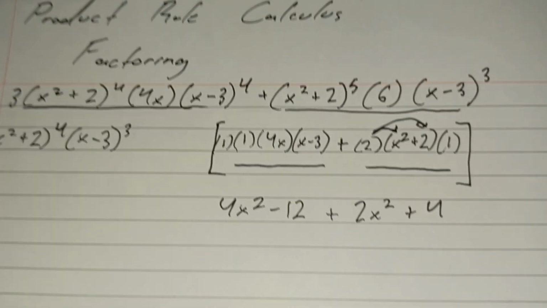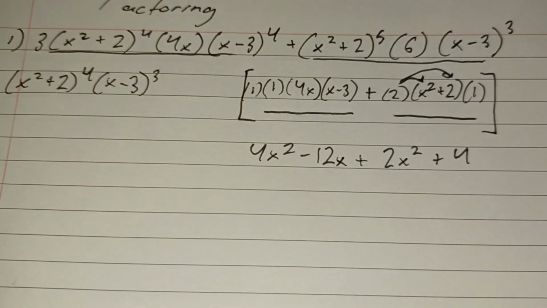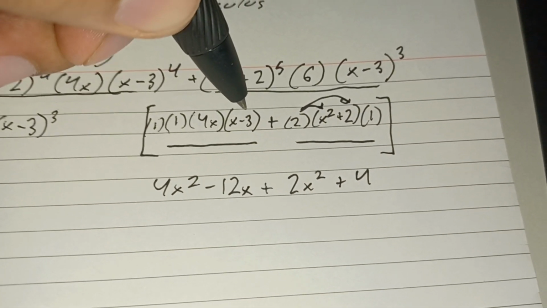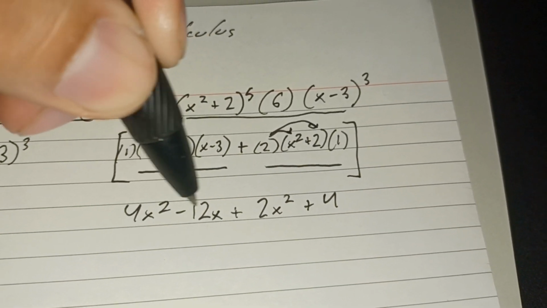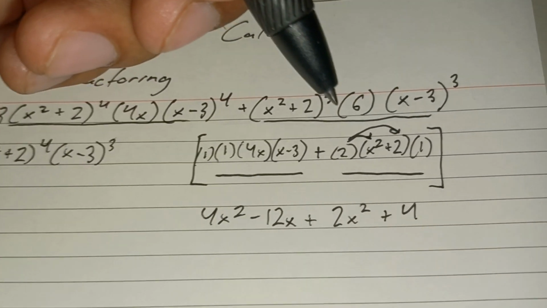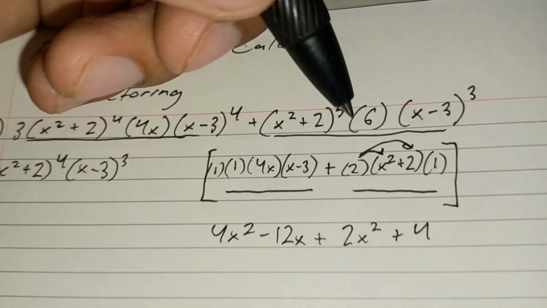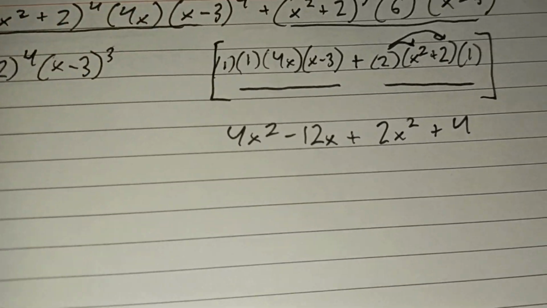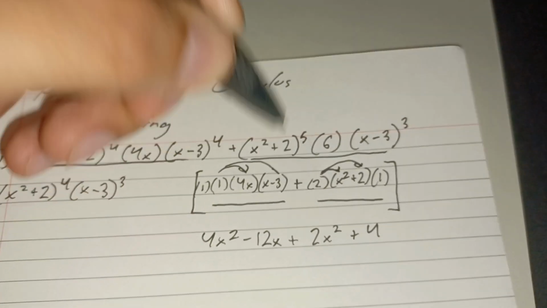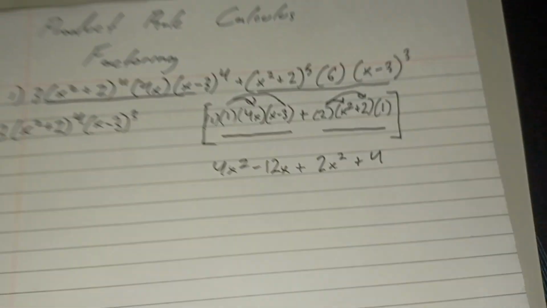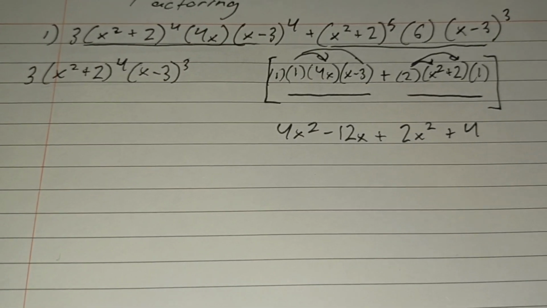So check your work. 4x^2 - 12x, sorry about that. 4x times minus 3 is minus 12x, yeah, plus 2x^2, right? 2x^2 plus 4, right? All we're doing is just multiplying. Distributive property. Yeah, you get the idea. Multiply this, multiply that, you get that. Now we can combine like terms. So let's go ahead and combine like terms.